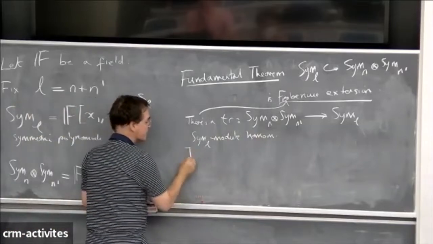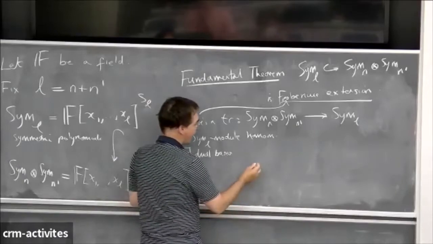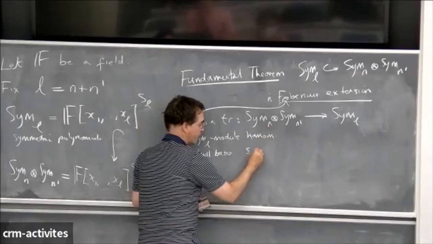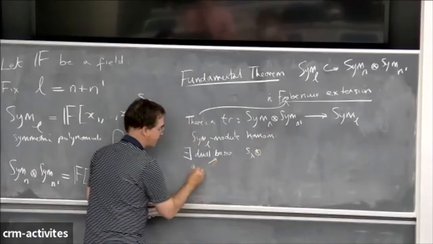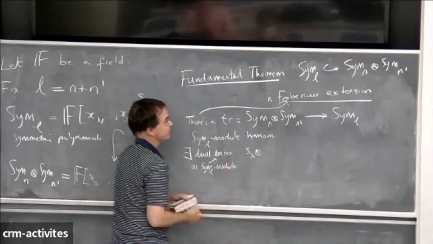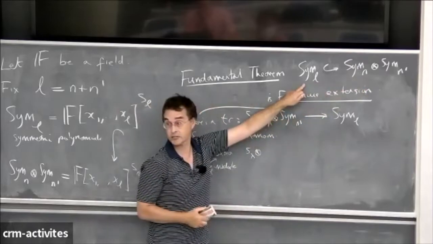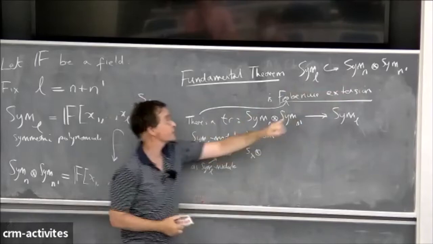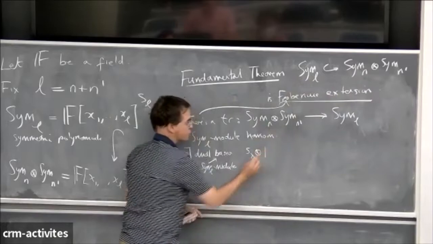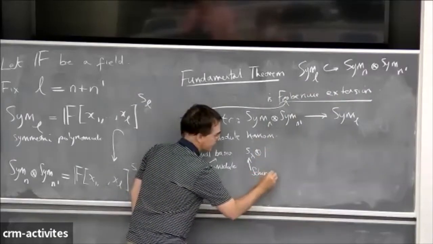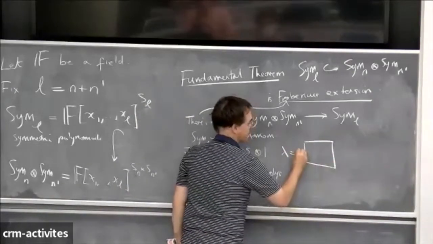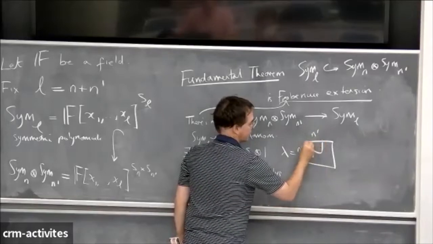And there are dual bases. So let me see. Actually, we're in this very classical situation. So these are bases as Sym L modules. So this guy is free as a module over Sym L, and there's a pair of dual bases for Sym n tensor Sym n prime as a Sym L module. One of them consists of Schur polynomials, S lambda, for lambda being a partition that fits in an n by n prime rectangle. So there's my lambda.